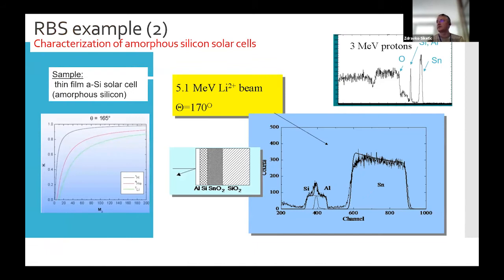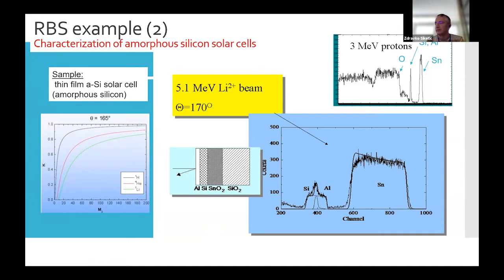The second example for RBS is the characterization of an amorphous silicon solar cell. So this is the composition of the solar cell. You have an aluminum contact. Below is a silicon layer, then a tin oxide layer, and you have silicon oxide. And the question here was, how thick is the aluminum and how thick is the silicon layer?